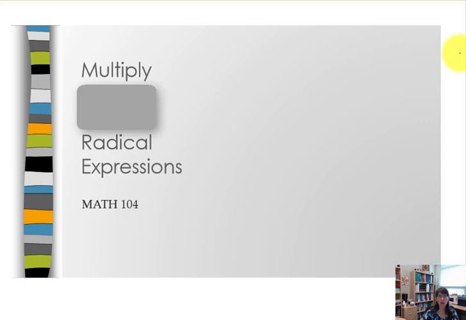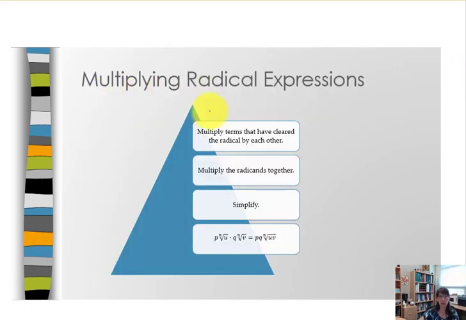In this video, we're going to multiply radical expressions. In order to multiply radical expressions, we'll follow these simple steps. We'll multiply terms that have cleared the radical by each other. Then we'll multiply the radicands together. Remember, the radicands are the terms that remain under the radical sign. Then we will simplify, and here is the basic rule.